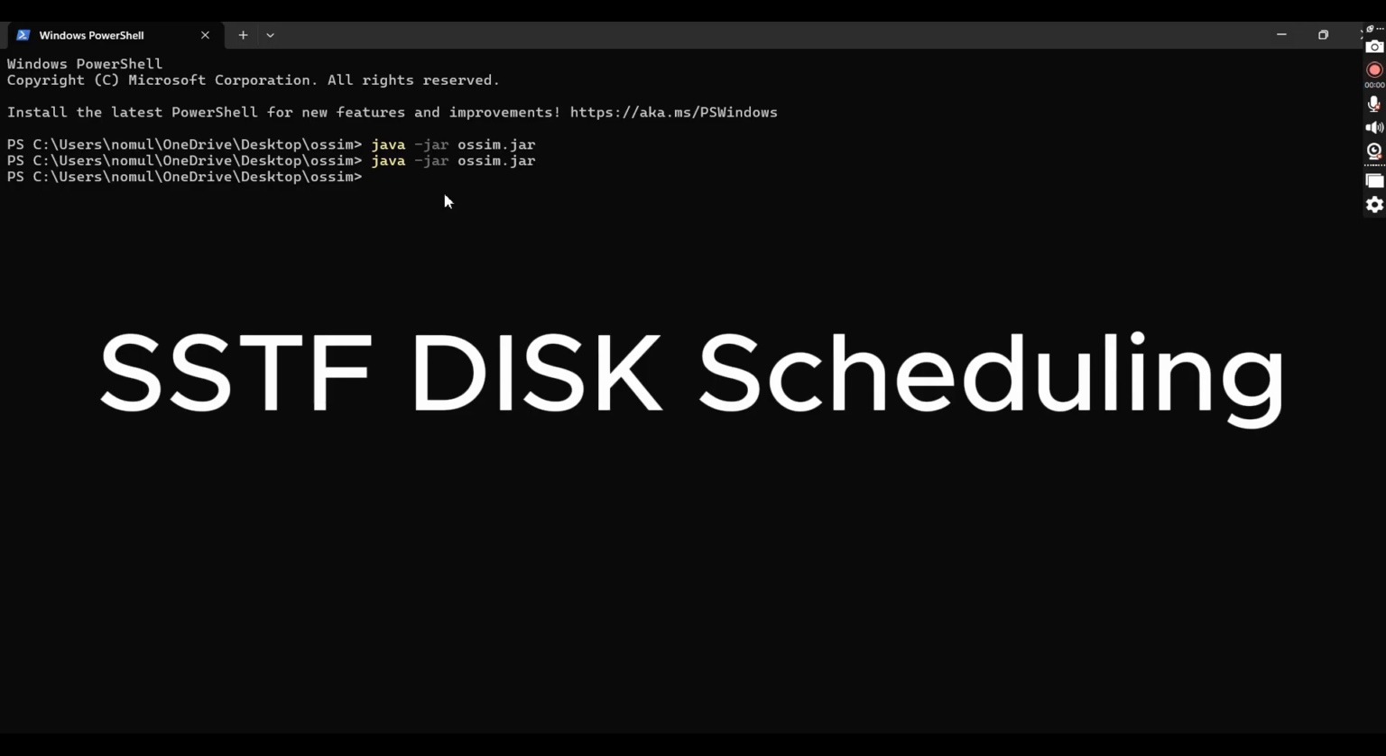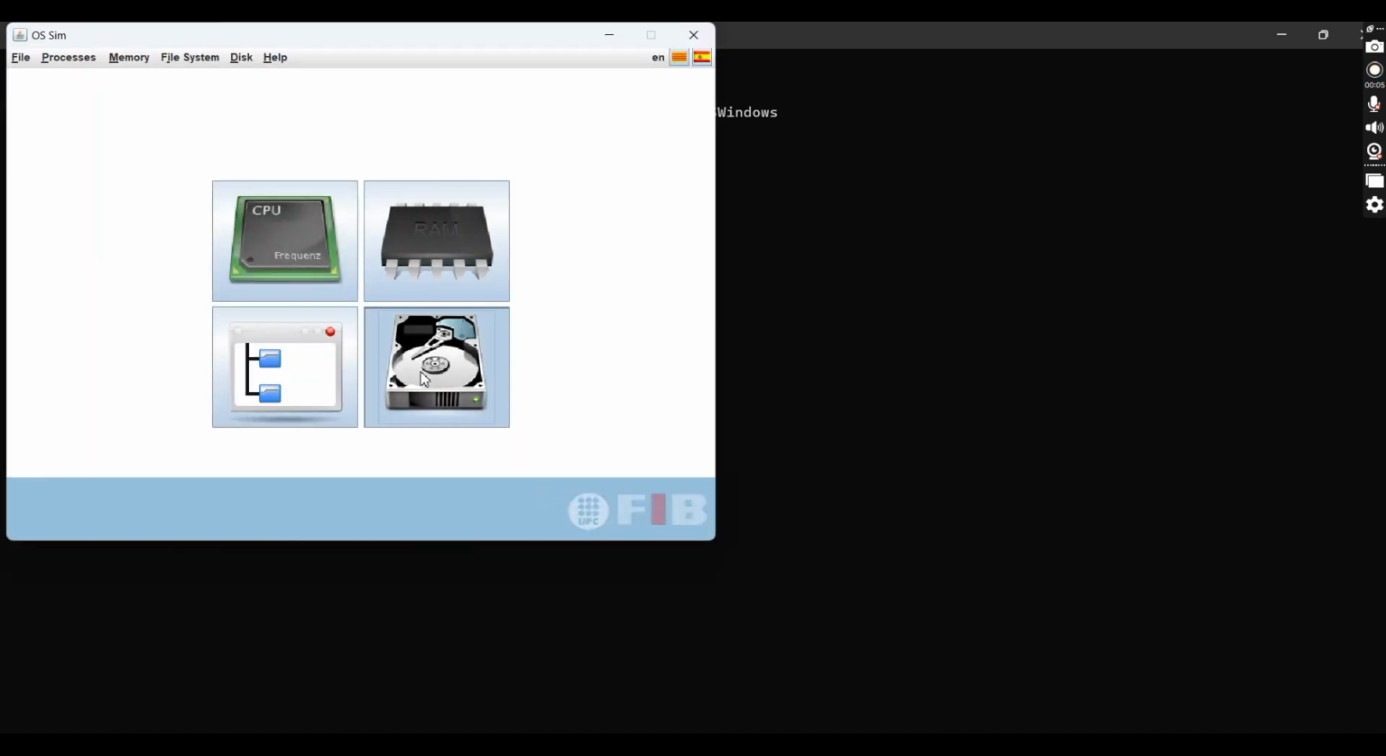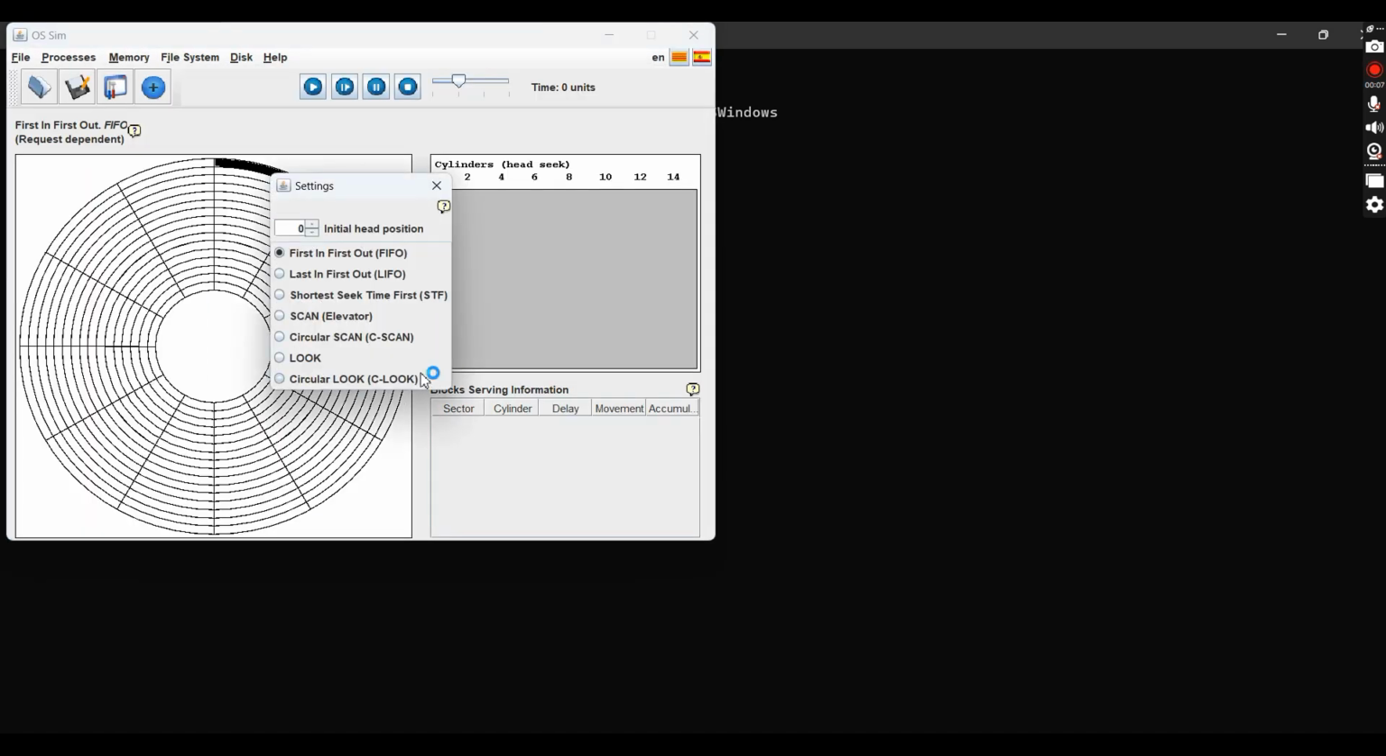Open the command prompt and run the command java -jar ossim.jar. After pressing enter, we have to select the simulation tool. Later we have to select the algorithm we prefer, for this, the SSTF disk scheduling algorithm. So I want to explain about the SSTF scheduling algorithm.